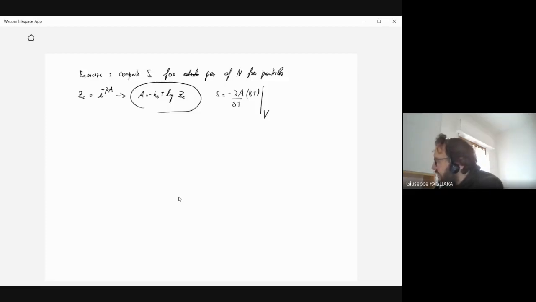Well, now what we need to do is to use the fact that Z of C is equal to V to the power of N, then I have the N factorial here, and then I have 1 over lambda to the 3N, for a gas of N free particles in 3 dimensions. Sorry. Okay, so it's a matter of doing derivatives here, but let me do it carefully because it's very easy to get lost.